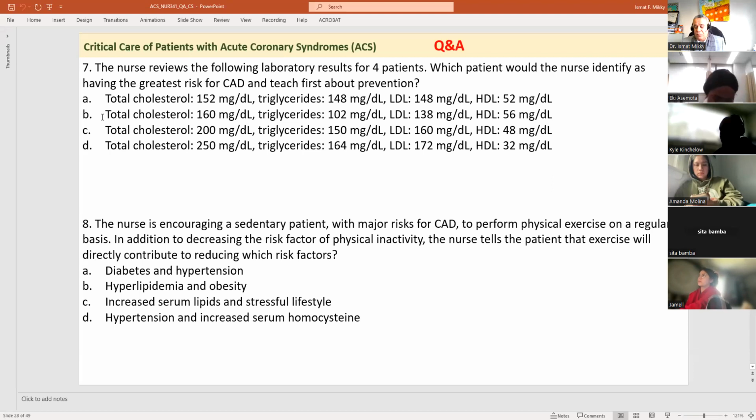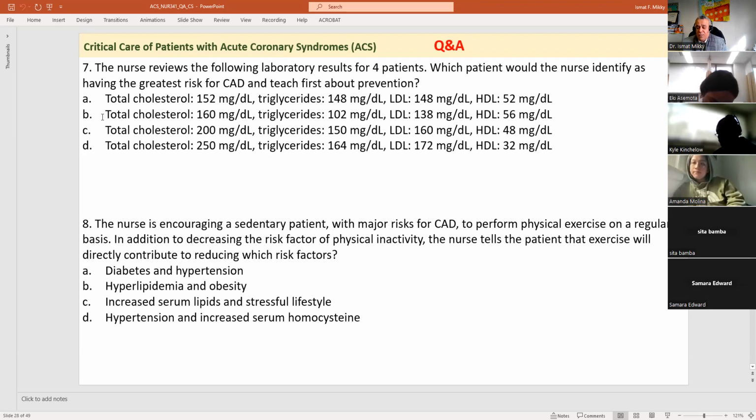Number 7. The nurse reviews the following laboratory results for 4 patients. Which patient would the nurse identify as having the greatest risk for CAD, and teach first about prevention?